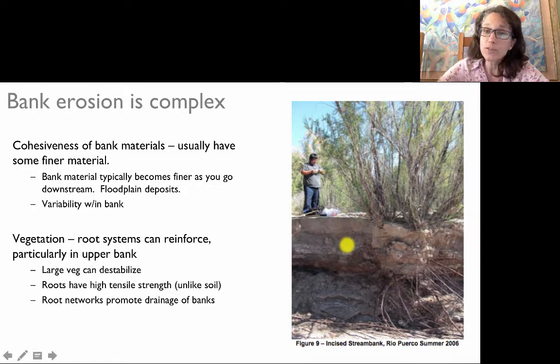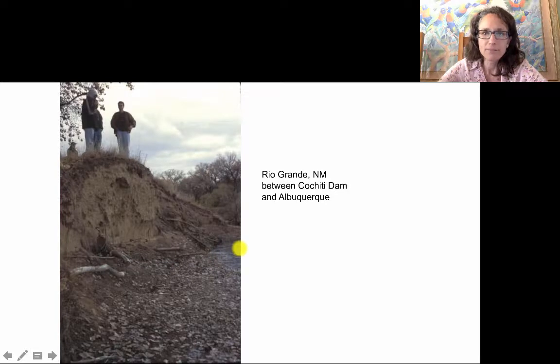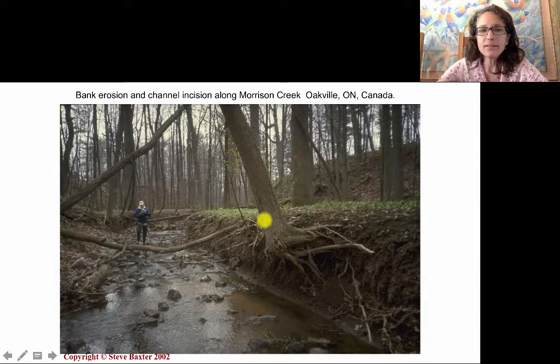The other thing with roots is they actually promote drainage of banks, which is good. So, the roots can add strength, and they can promote drainage, so they can actually help stabilize banks. Large vegetation can fail altogether in a big mass failure, so that can be challenging. Another example, so this is just cohesive banks on the Rio Grande, down on the site where I did my dissertation. That's actually my PhD advisor there. And some examples again of large vegetation nearly failing, and the roots as they stabilize the banks.